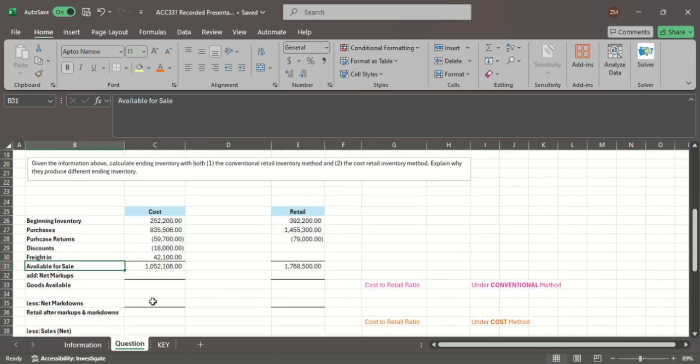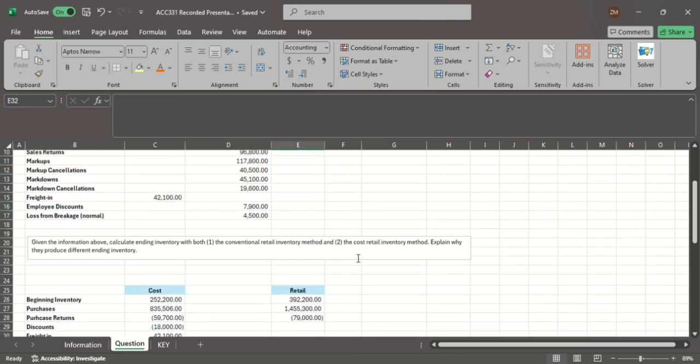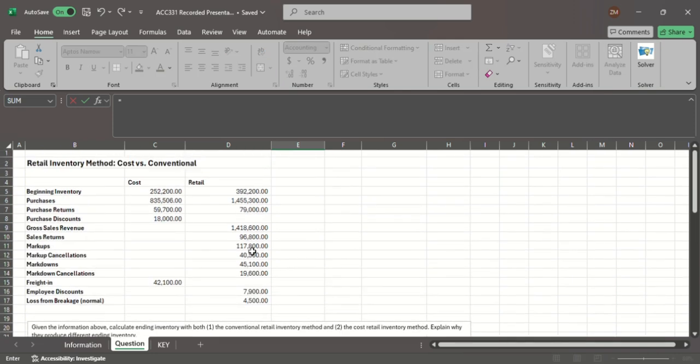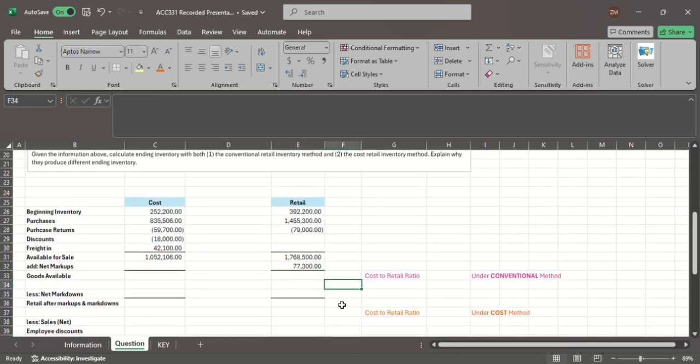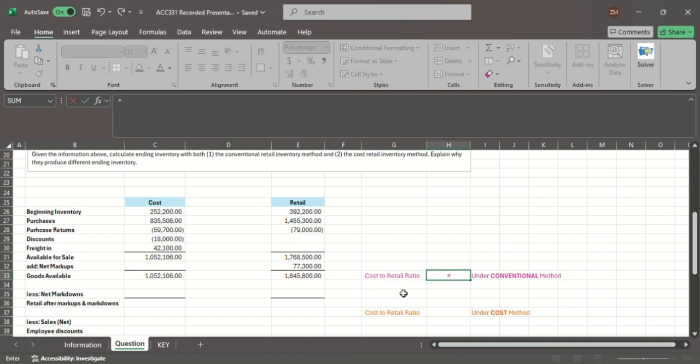Then for the cost to retail ratio under the conventional method, we need the net markups. So under the retail side, we're going to find our net markups, which is markups less markup cancellations. And then I just bring down the number from the cost side and I sum up the number on the retail side. So this ratio is literally as it says, it's the cost to retail ratio. So we're going to find the goods available at cost and we're going to divide that by the goods available at retail. And it gives us 57%.